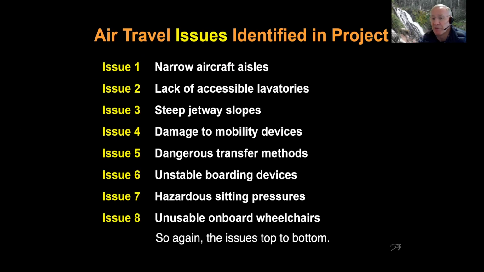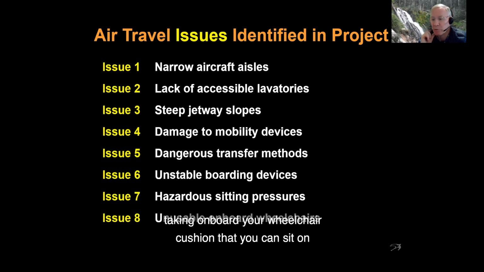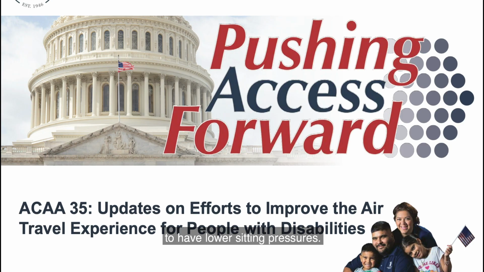So again, the issues, top to bottom: the narrow aircraft aisle, if those aisles could be widened, a lot more people could get into the aisle safely, potentially in their own wheelchairs without the main wheels on, down to the seat to board, the lavatories, the steep jetway slopes, the damage to the mobility devices. And that standard has been published now, so it is now available from RESNA. And the transfer methods being handled with better transfer devices, better boarding devices, taking on board your wheelchair cushion that you can sit on to have lower sitting pressures.